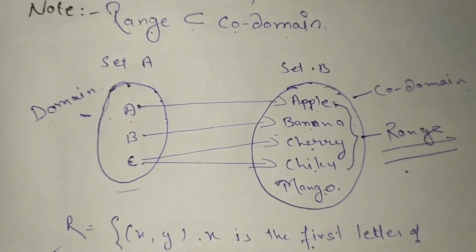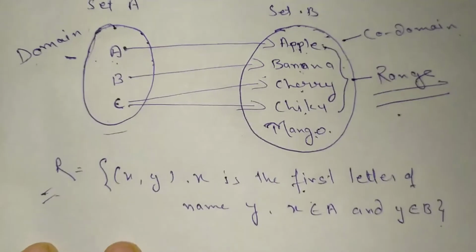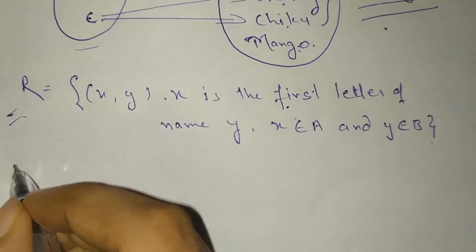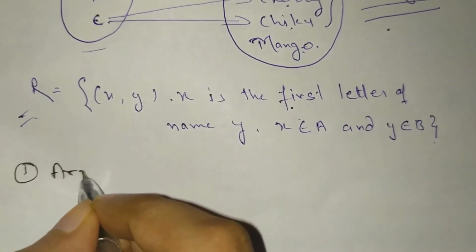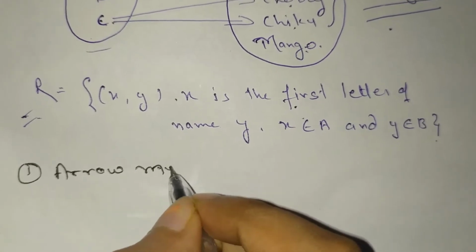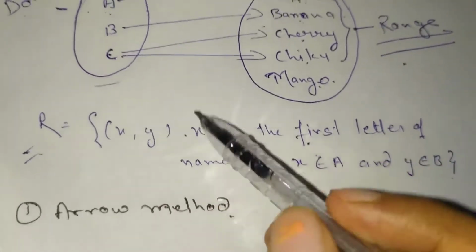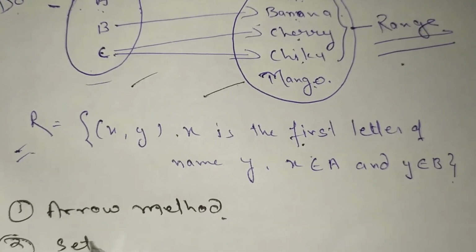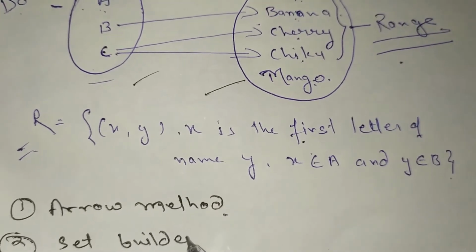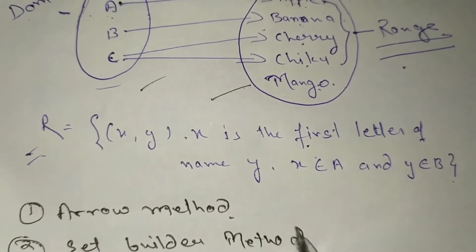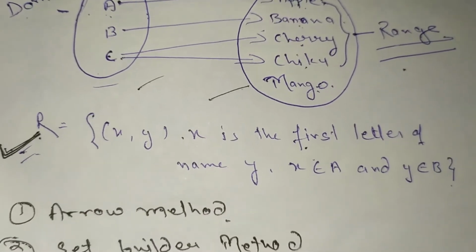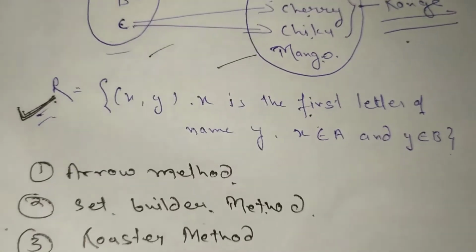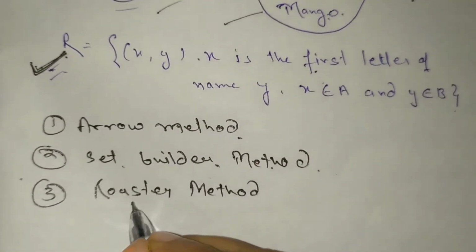Now let's talk about the representation of relation. There are three methods to represent the relation of sets. First one is the arrow method, which we have drawn earlier. Second one is the set builder method, where we have already written the relation in set builder form, and third one is the roster method. So let me show you the roster method.